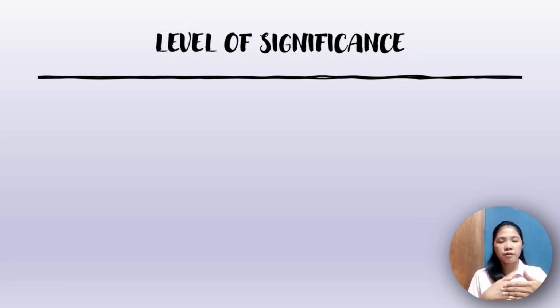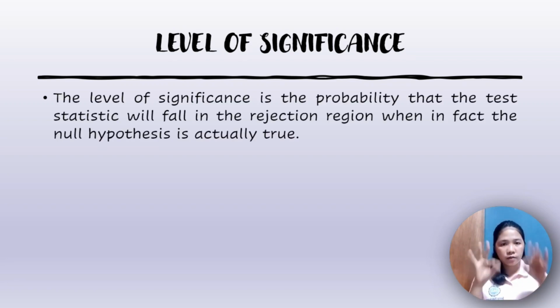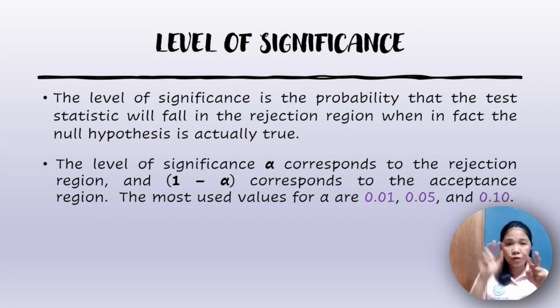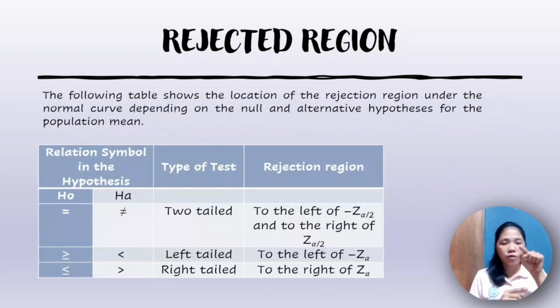The next term is the level of significance. The level of significance is the probability that the test statistic will fall in the rejection region, when in fact the null hypothesis is actually true. The level of significance, using the Greek letter alpha, corresponds to the rejection region, and 1 minus alpha corresponds to the acceptance region. The most used values for alpha are 0.01, 0.05, and 0.10.